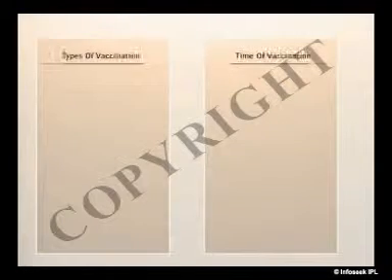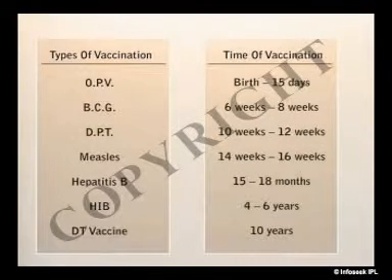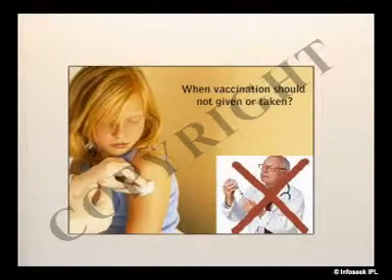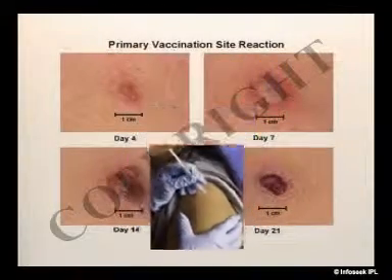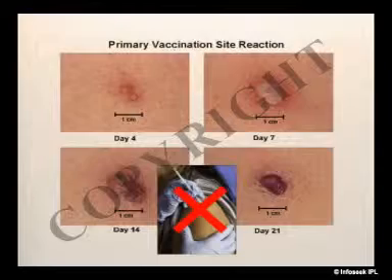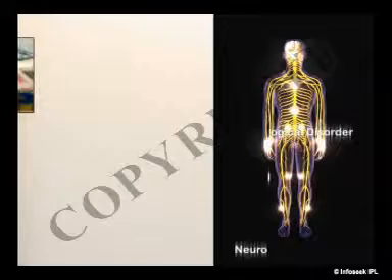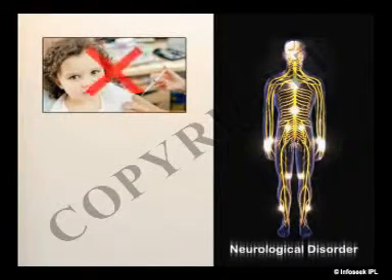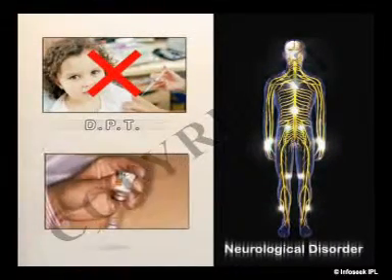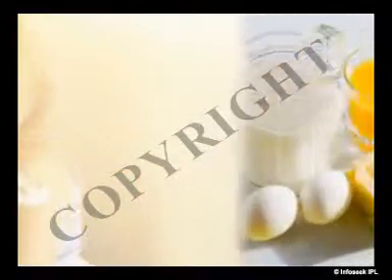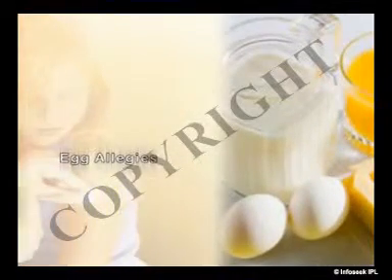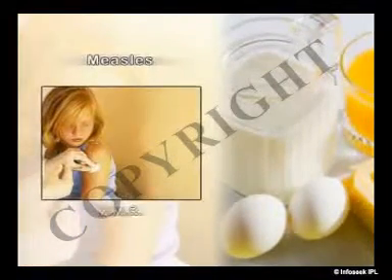We have learned the type and time of vaccinations, but it is equally important to understand when vaccinations should not be given or taken. Patients with severe reactions to previous immunization should not receive the same vaccine again. Patients with progressive neurological disorders should not receive DPT, but instead be given DT injections. Patients with severe egg allergies should not be given measles or MMR vaccine.